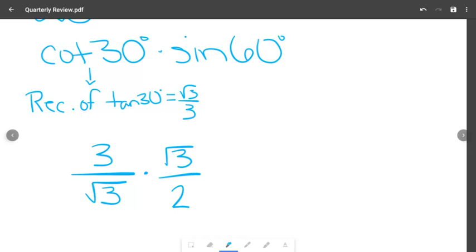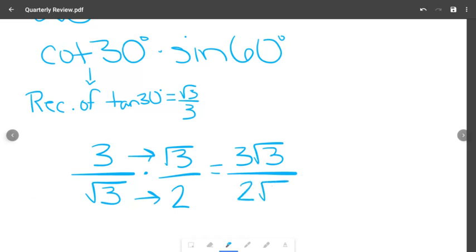We multiply fractions straight across, so 3 times radical 3 on top is 3 radical 3. Radical 3 times 2 on the bottom is 2 radical 3. And then those radical 3's cancel out. You have 1 on the top, 1 on the bottom, and you are left with 3 over 2.